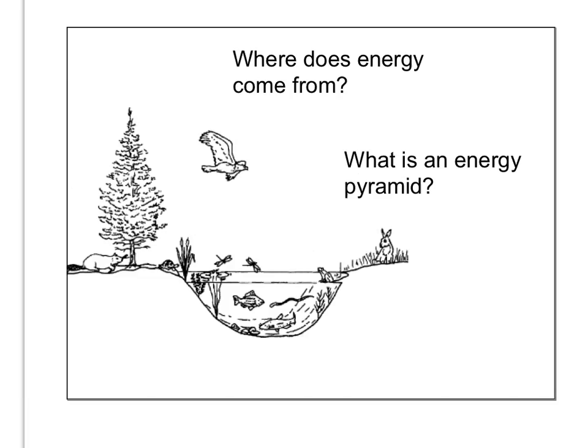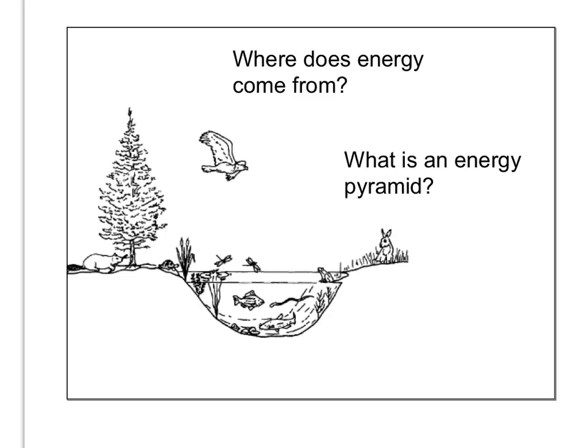Pictured here is a pond ecosystem. Pick out some of the abiotic and biotic factors. Living things such as the bird, the beaver, the rabbits, the fish are biotic factors. Things such as the air, the weather, and the water are non-living abiotic factors.